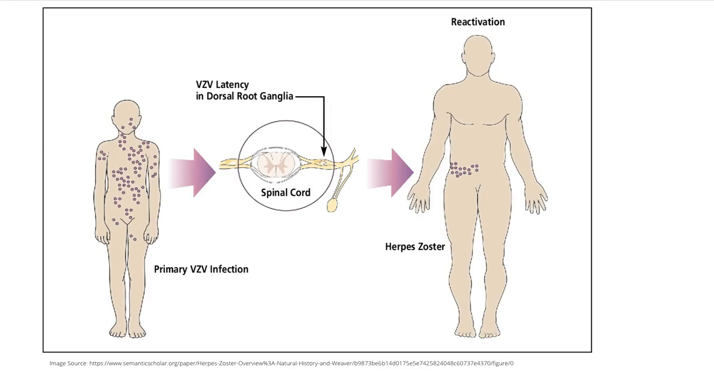VZV and other members of the alpha herpes virus family are distinguished by their ability to establish a latent infection with the potential to reactivate and spread the virus to other susceptible individuals. This lifelong relationship continually subjects VZV to the human immune system, and as such, VZV has evolved a host of strategies to both evade and manipulate the human immune response.